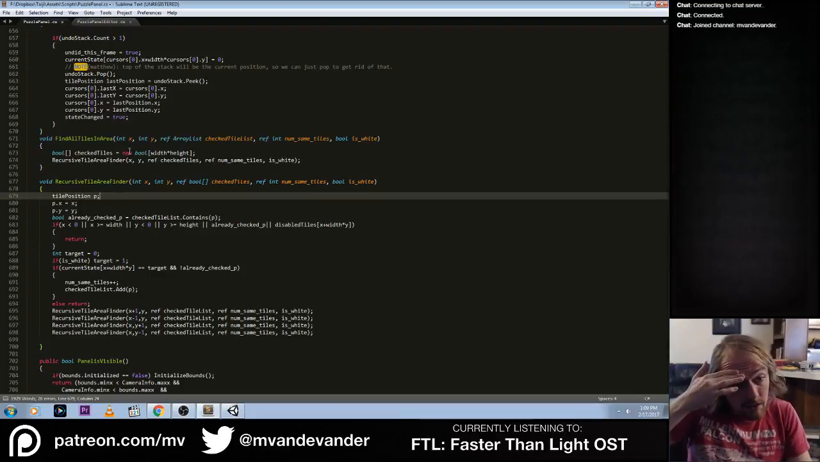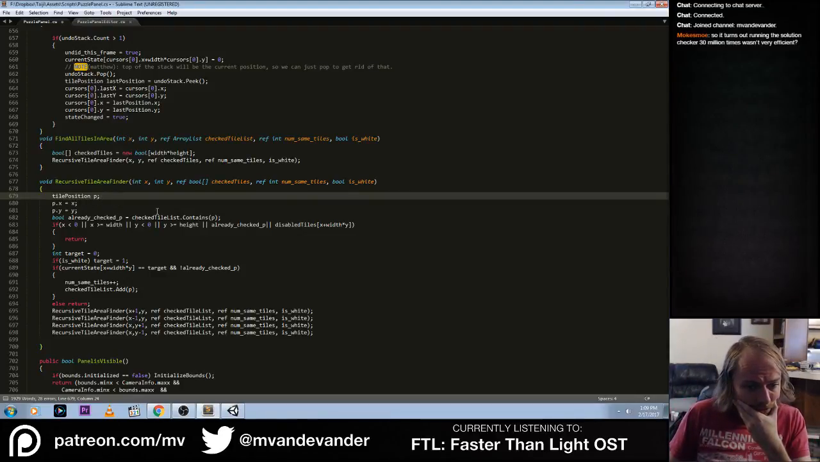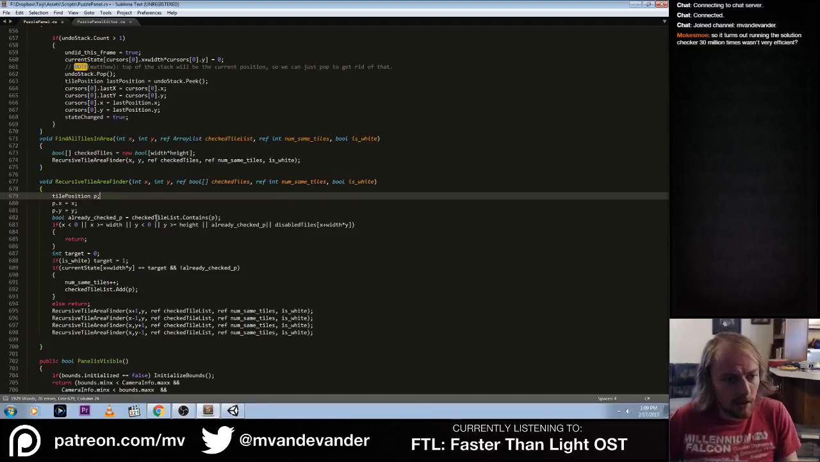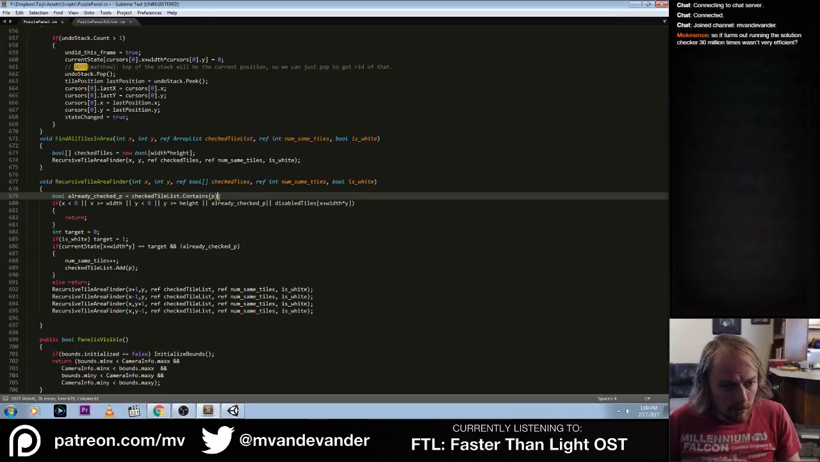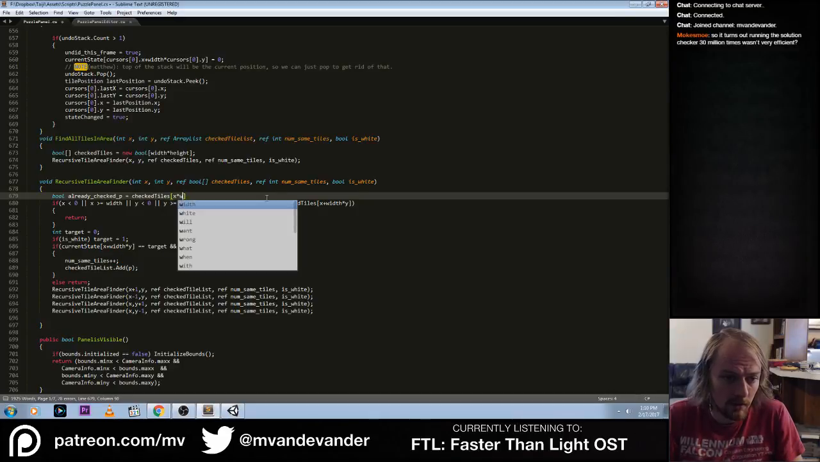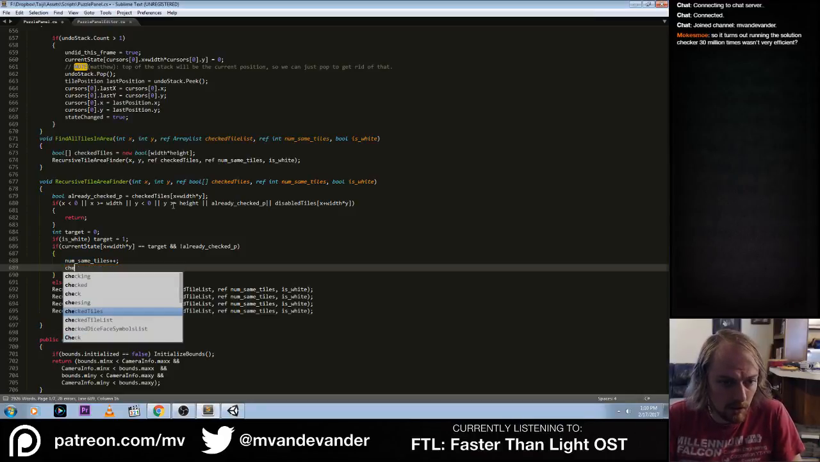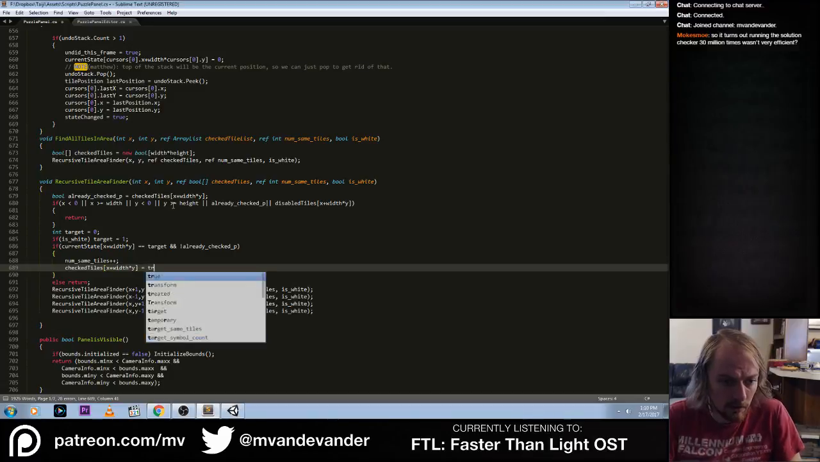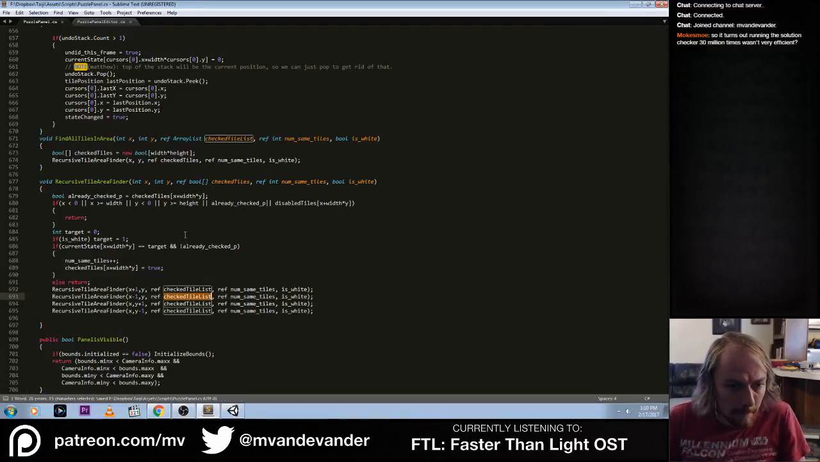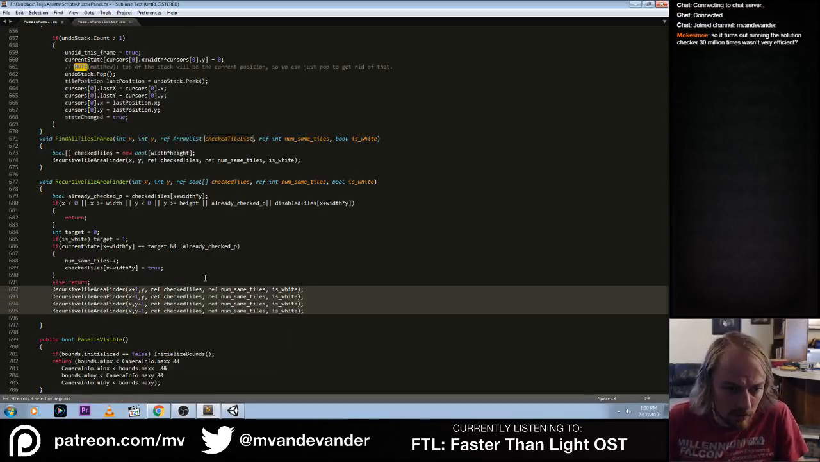I probably don't need P, just need X and Y. I need to just test this way, because it will be check tiles X times, what is it, X plus width times Y. Then we do that, and then we would set this, which would be check tiles X plus width times Y equals true. Then we want to pass in check tiles down the stack.